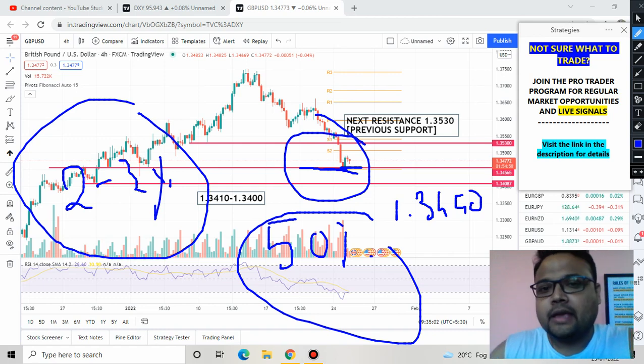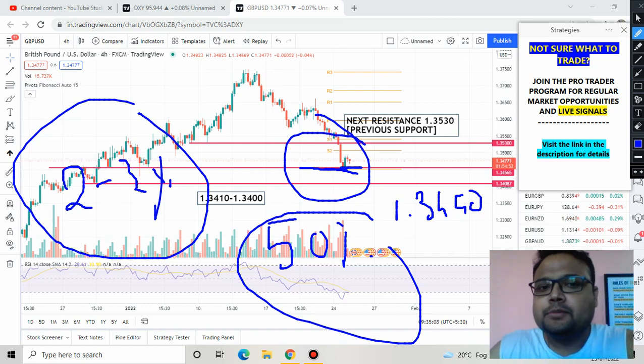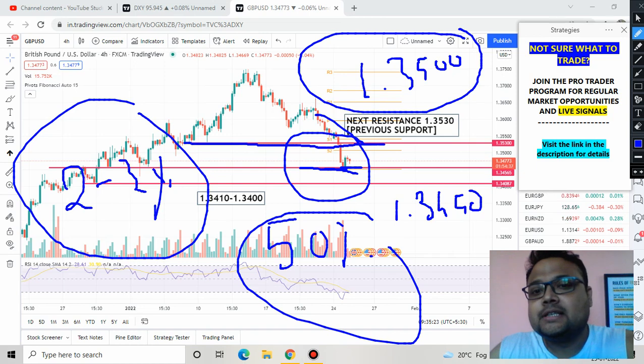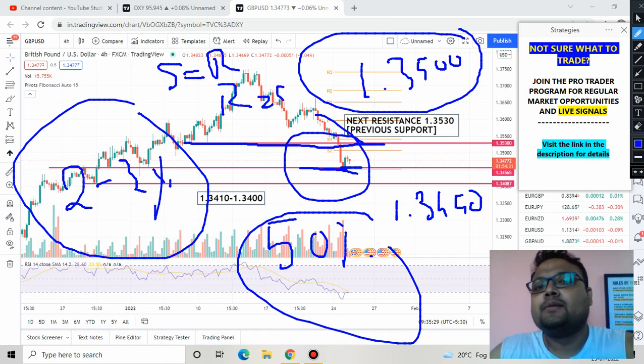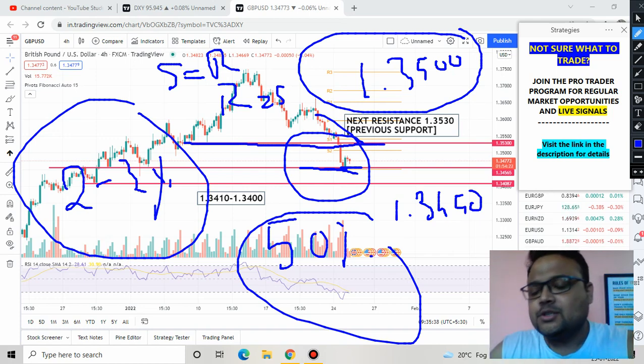That's my personal opinion. In case the market goes up from here, there is a good possibility that the level 1.3530, or 1.3500, will act as the new resistance for the market. We all know very well that support becomes resistance and resistance becomes support in the market. Previously this was the support, so there is a possibility of this level acting as the new resistance. So if the market goes up and reverses from this level, we can also take a sell position.